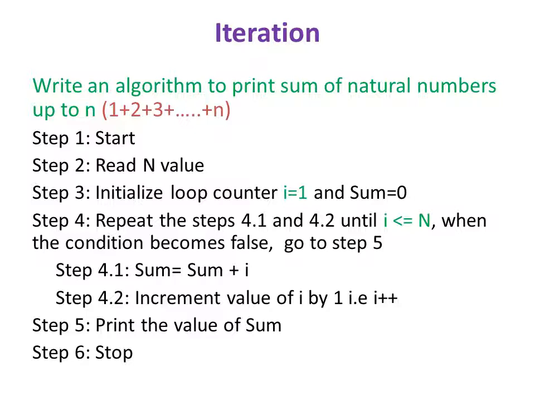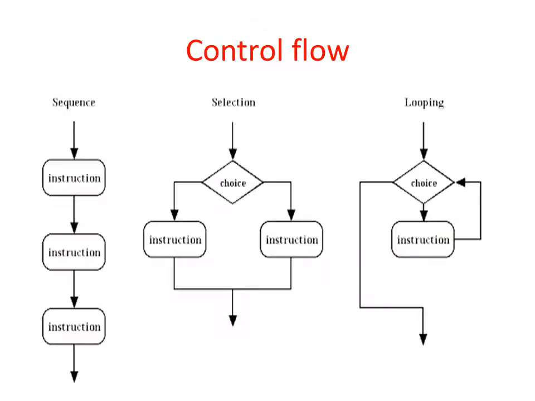So likewise, if you want to repeat something, a single statement or a group of statements, we can go for iteration control flow. This is the graphical representation of control flow statements. The first one shows the sequence statement. Here all the instructions are executed one after another, and in the selection statement, based on the condition, any one of the instructions is executed. And in the looping statement, based on the condition, a statement or group of statements are executed repeatedly until the condition becomes false. Once we reach the false state, the control will come out of the loop.